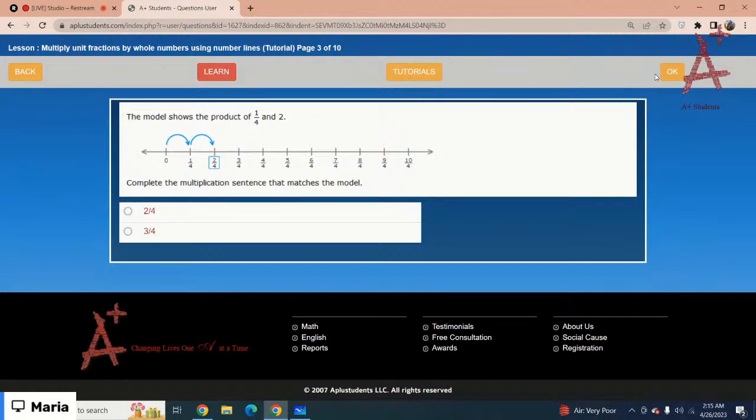Okay, the model shows the product of 1 over 4 and, complete the multiplication sentence that matches the model. So which is the correct option? You have to count forward by 1 over 4. And how many times? You have to count forward by.